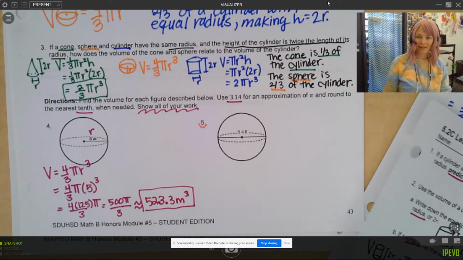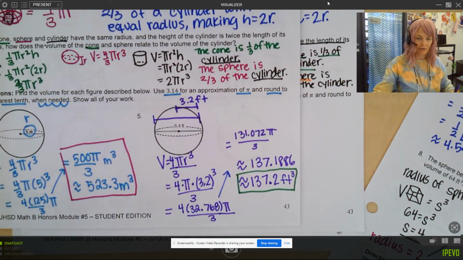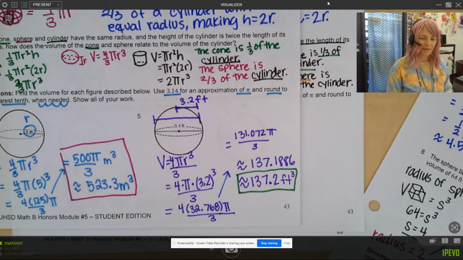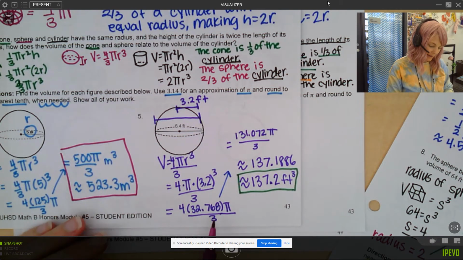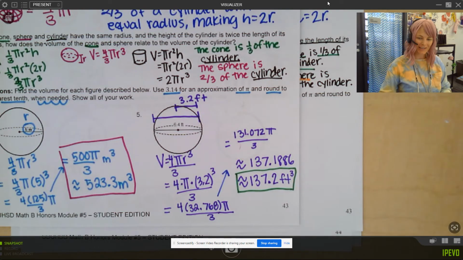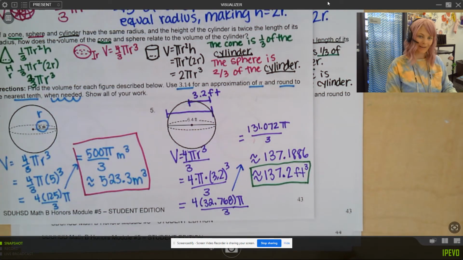Okay, let's see how we did on 5. Taking a look at number 5, notice they gave you a diameter. So half of 6.4 is 3.2 feet. Plugging that in and following my order of operations, I got approximately 137 and 2/10 cubic feet. Nice work. Let's move on.